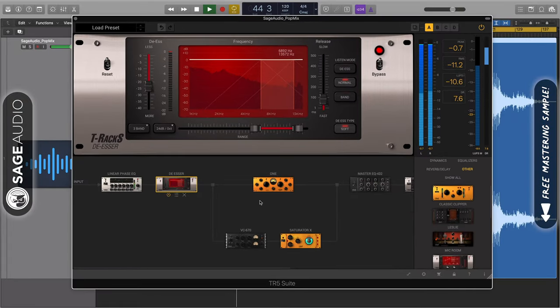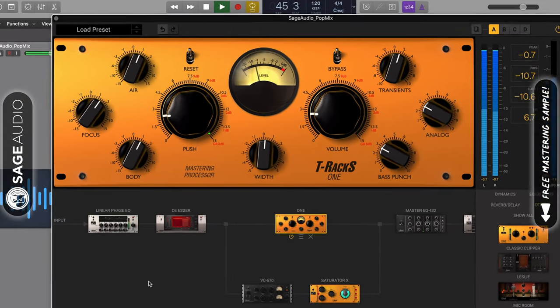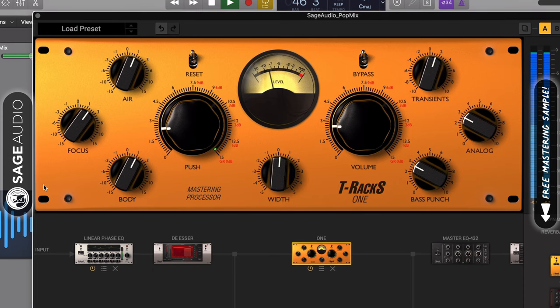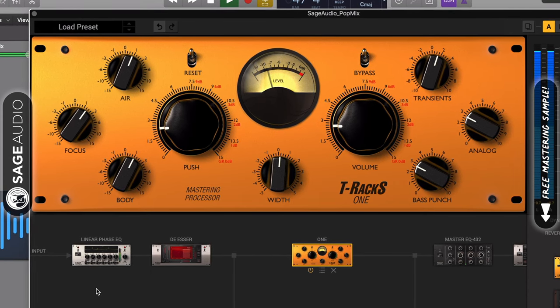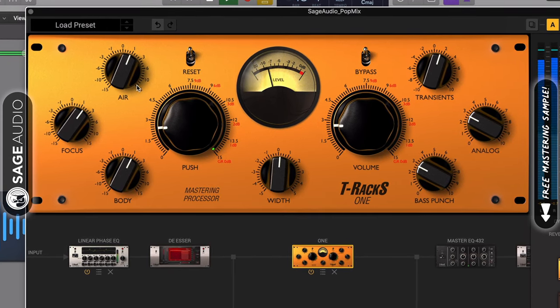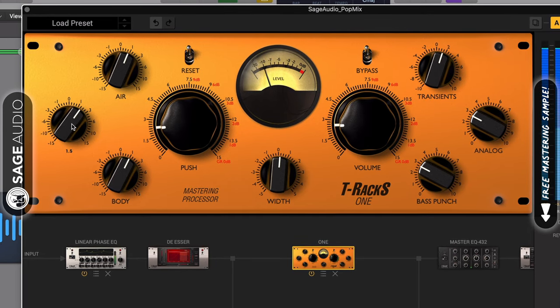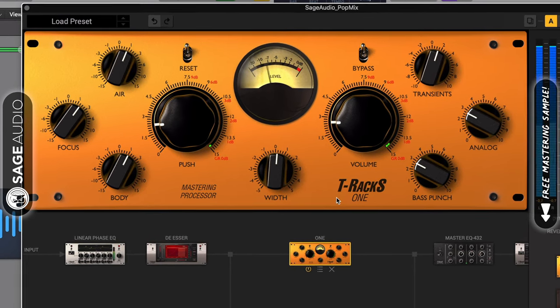Next, for my third insert, I used One, the mastering processor. One is an incredibly powerful processor. It was designed to include everything that you'd need for a quick master, but it can be used subtly in a chain to really augment the master.